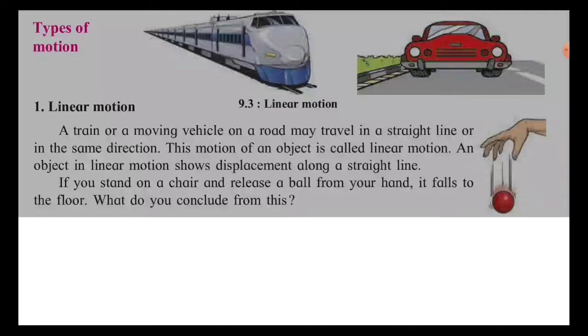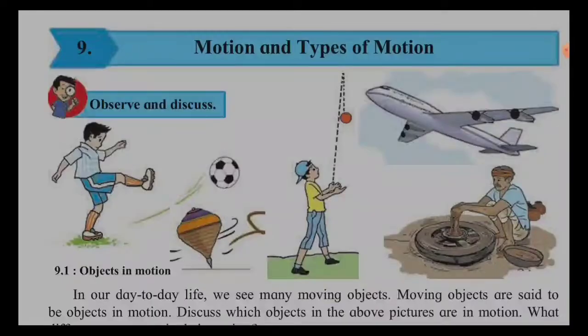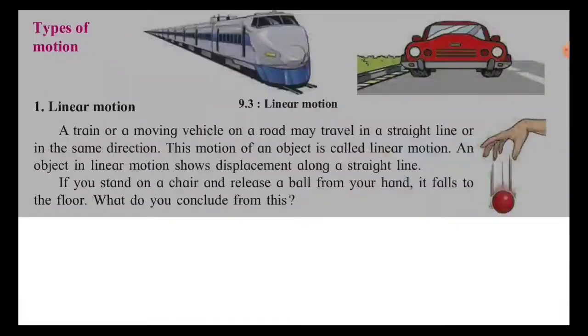First of all is linear motion. We have seen in the picture that a boy is throwing a ball upwards. That is linear motion. Why? A train or a moving vehicle on a road may travel in a straight line or in the same direction. This motion of an object is called linear motion. Whenever anything is traveling in a straight line, we say that thing is in linear motion.